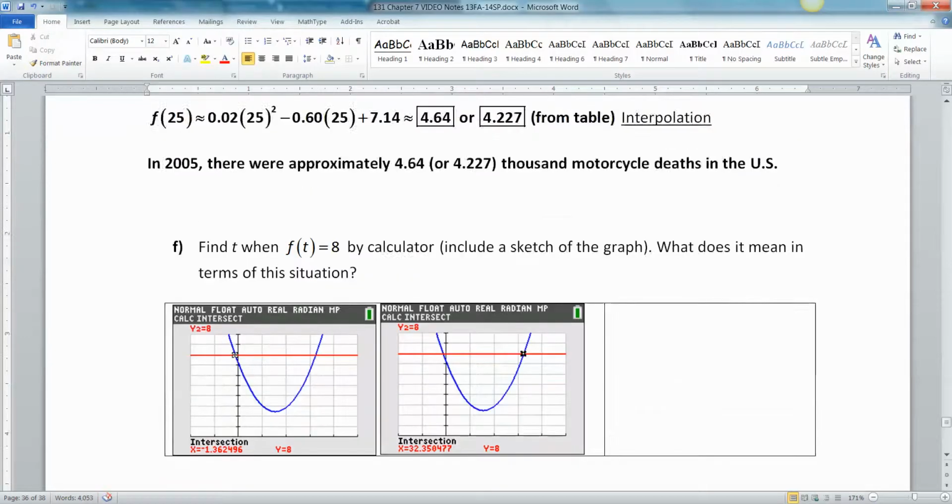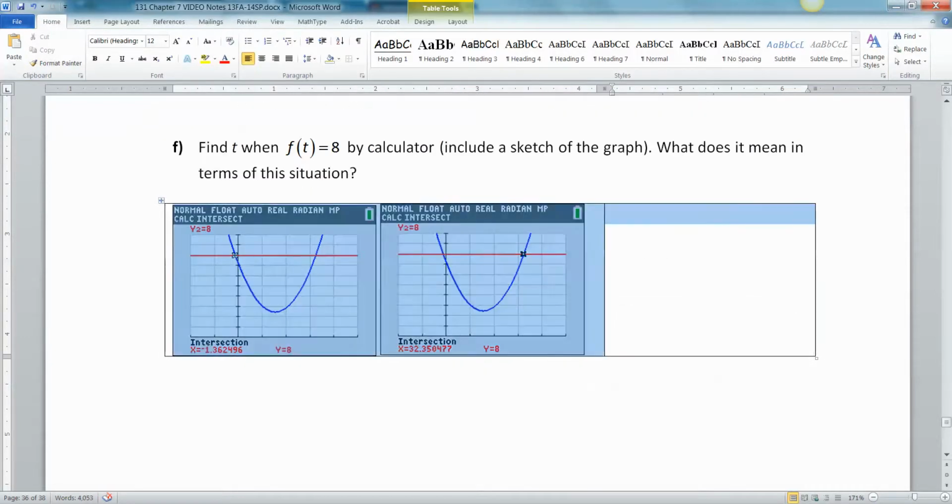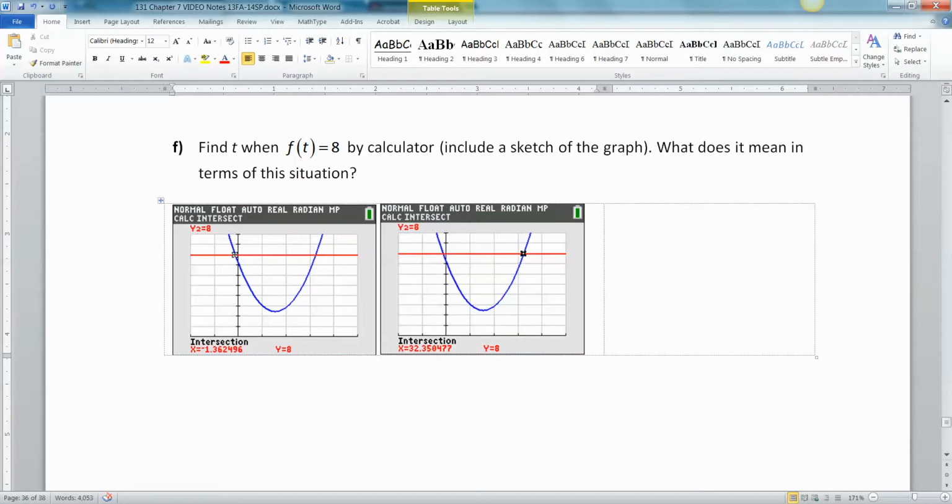Okay, now I'm drawing both pictures here because it's easier for me with my computer. You can just put them all on one parabola and just label the 2 points. There's the one on the left, which is negative 1.36, and the one on the right, which is 32. So now what does it mean? It means there were 8,000 motorcycle deaths in the US in what years?